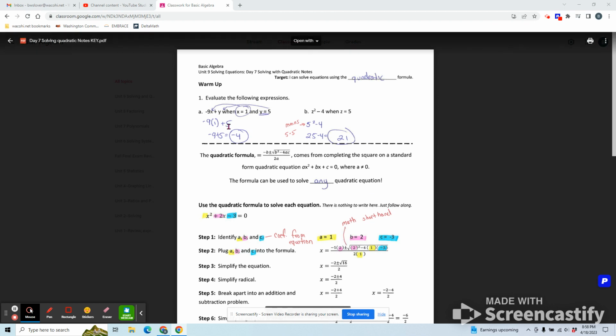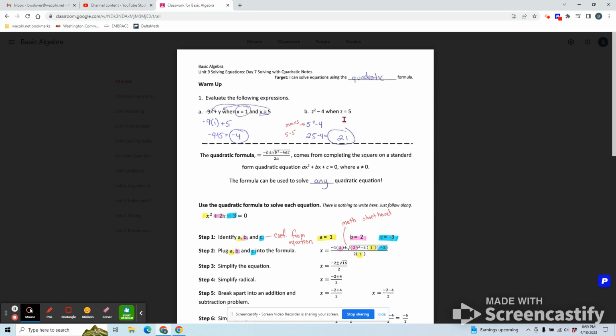Negative 9 times 1, right? It's in parentheses, so you know that I'm doing substitution. And then plus 5. So I do order of operations, do the multiplication first. Negative 9 times 1 is negative 9. The 5 is there. I end up with negative 4.